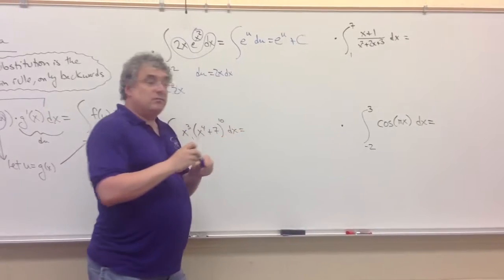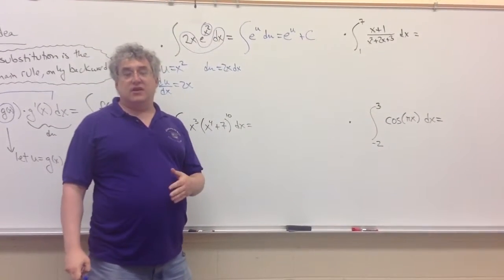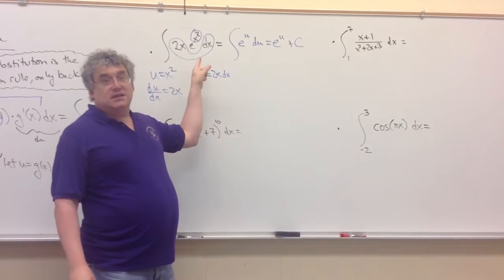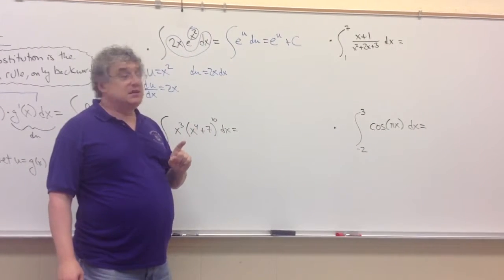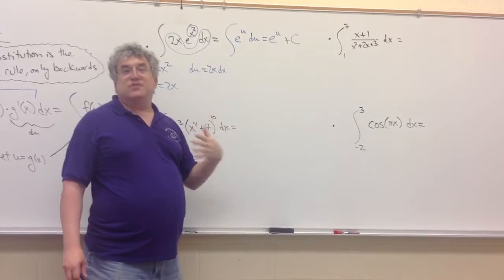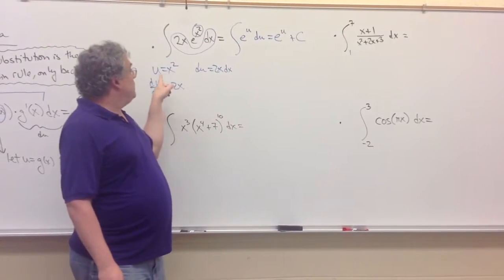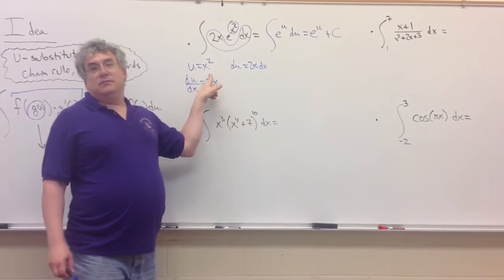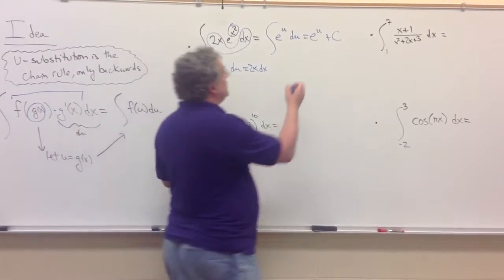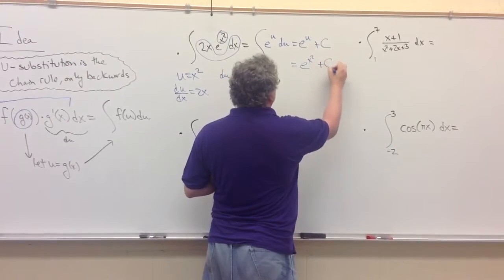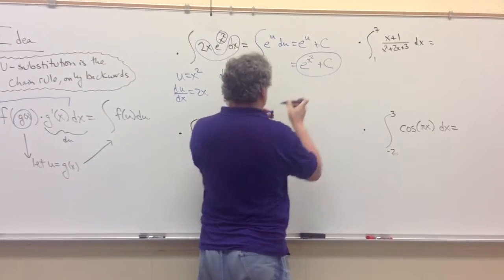And now, we're not actually done. We did do the integral. But the original problem was in terms of x, and we should answer it in terms of x. There's a u in here, and u was something we created, not the problem. So we have to figure out what to do with that. But we know u is x squared. So we do that. This is e to the x squared plus c. And there's our answer.